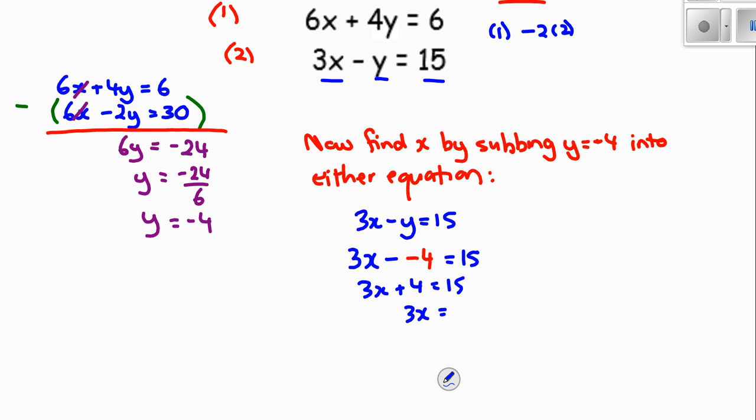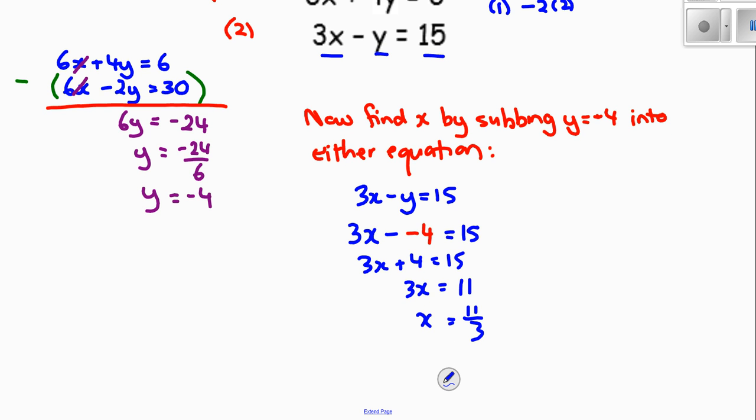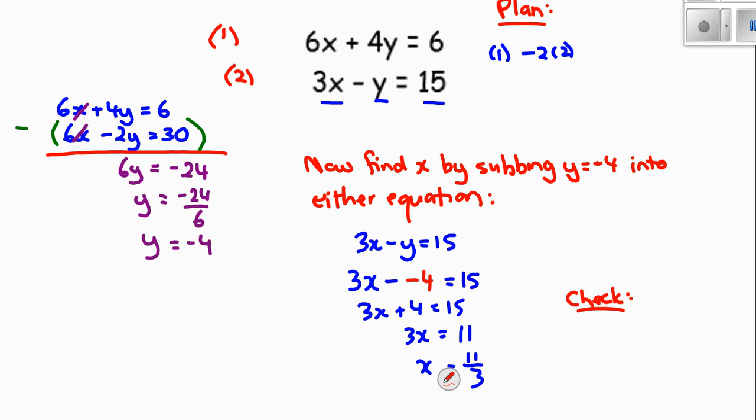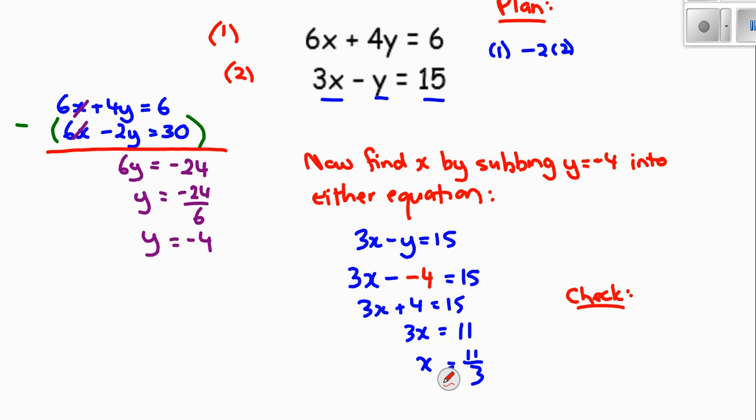3x equals 15 minus 4, which is 11. So x equals 11 over 3. Okay, that's an awkward number, but possible. You can get fractions like this, but perhaps I've made a mistake somewhere. So let's see. That's how we check. So doing the check is how we work out if we've made a mistake. So I'm going to check using the other equation, 6x plus 4y equals 6.